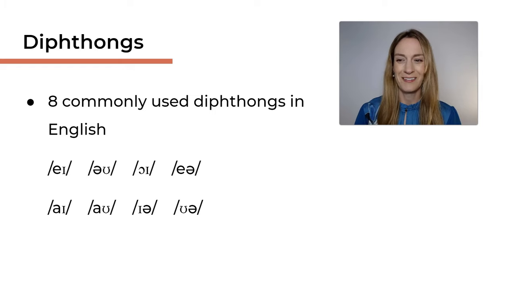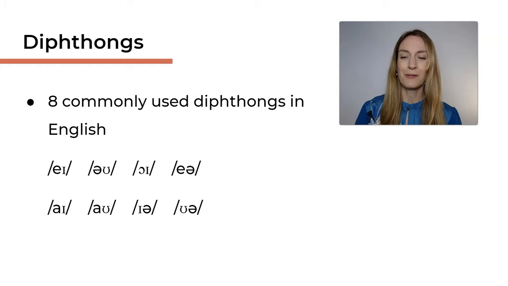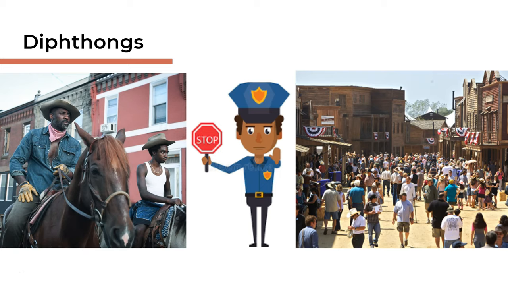Are you ready for those? I'm going to say them out loud and go through the rows. Here's the first row: ei, əu, ɔi, iə. And the second row: ai, au, eə, uə. I know there are only 8, but still this is quite a lot and it might be a little bit difficult for some of you to remember them. So I thought of a little story to help you learn those. Let's have a look at my pictures here for my little story to help you learn the diphthongs.